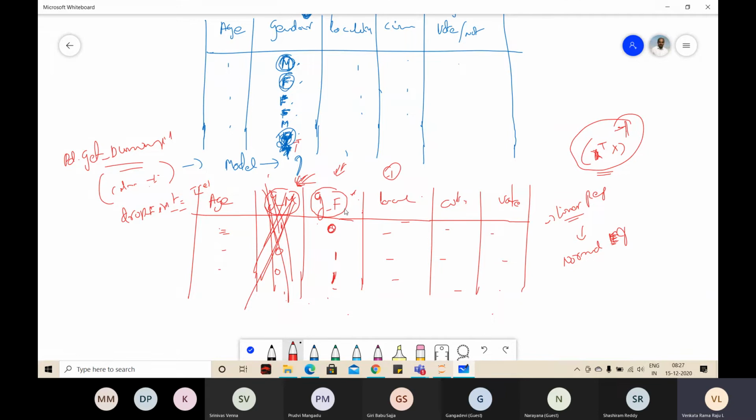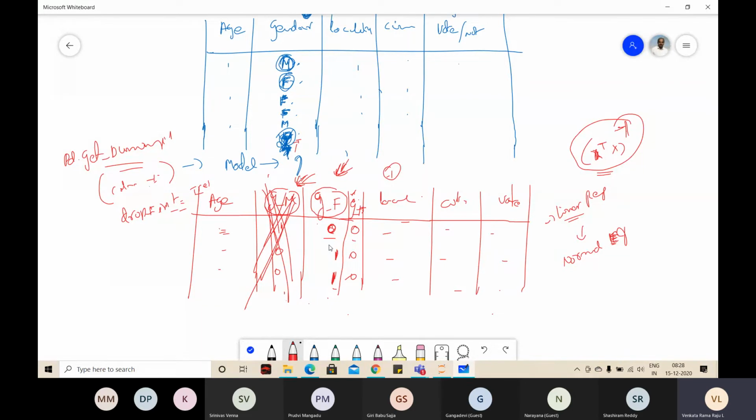If I say female 0, that means male. If I say female 1, that means female only. This is sufficient. One column is sufficient; no need to create two dummy columns. One dummy column is sufficient to represent two categories. If I have three categories, suppose transgender is also there, G underscore T, and both columns are 0, that means it is male. The record belongs to male.